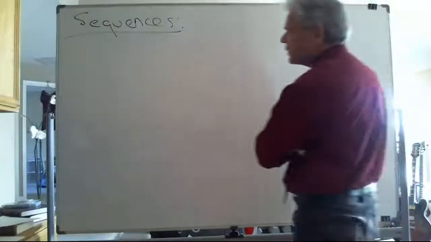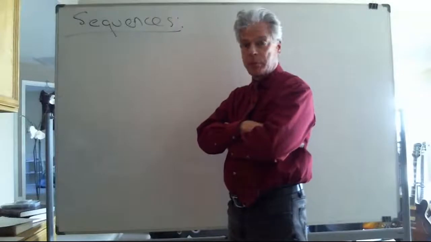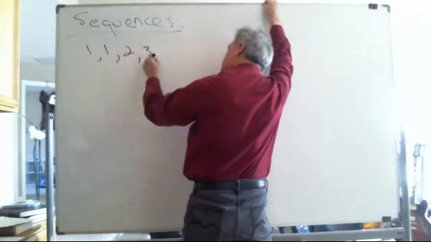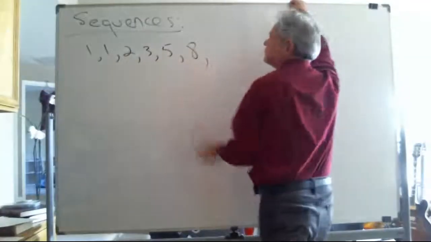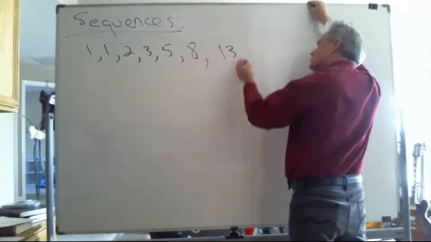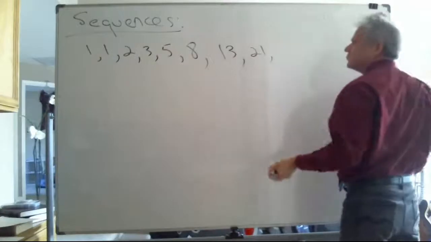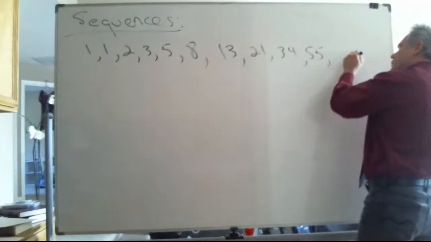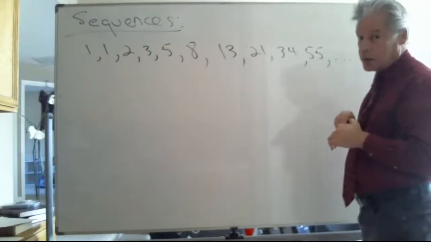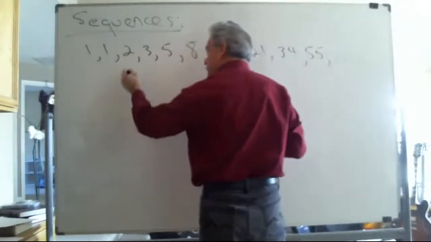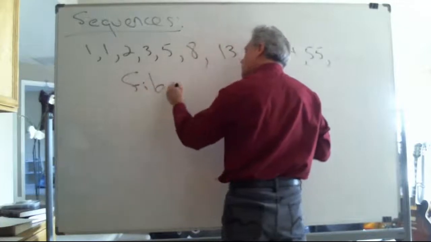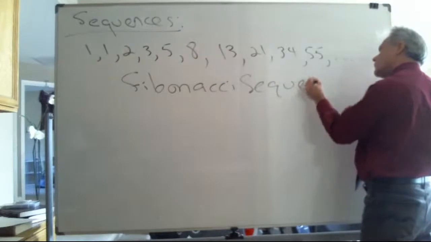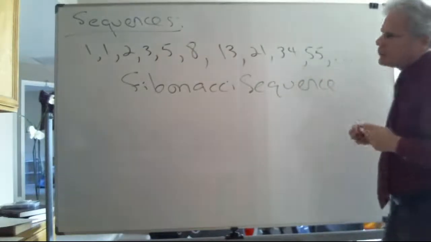We will loosely consider a sequence to be a list of numbers. For example, I'm hoping you recognize this particular sequence. We sometimes refer to this as our Fibonacci sequence. And I think you can tell what's really going on.